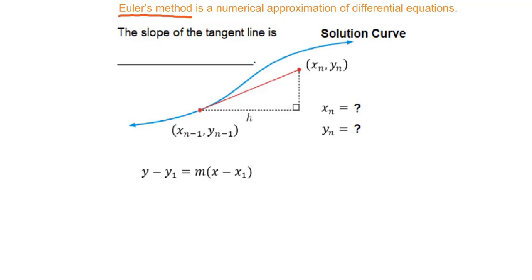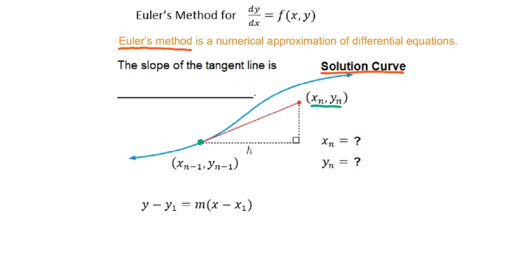First of all, let's talk about the formula of Euler's method used to find the numerical approximation of differential equations. Suppose this is the solution curve. The blue line is the solution curve. We already know this x sub n minus 1 and y sub n minus 1 is on the solution curve. We want to figure out this x sub n, y sub n by using this tangent line. According to the concept of derivative, derivative is the slope of a tangent line.